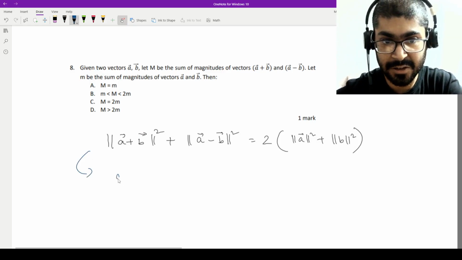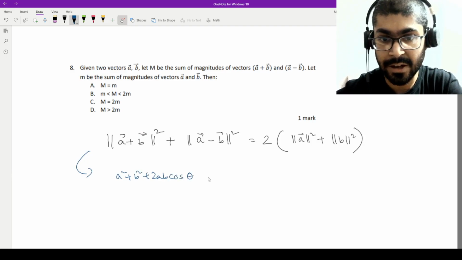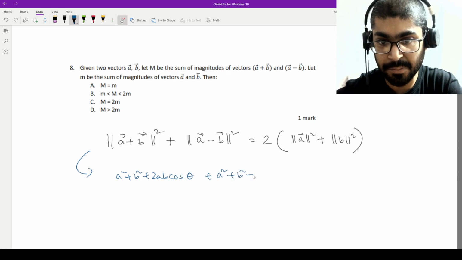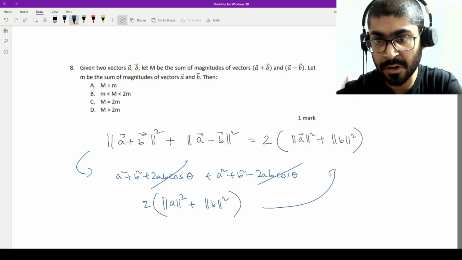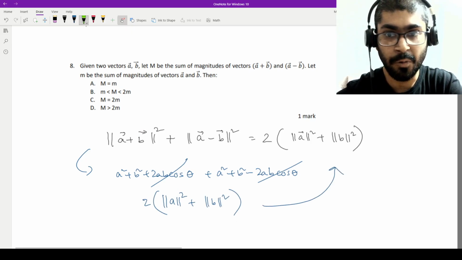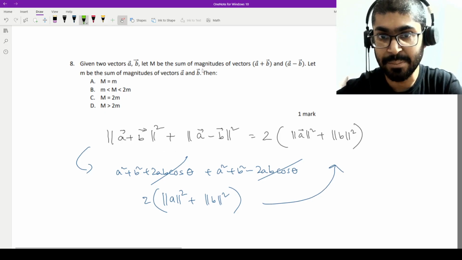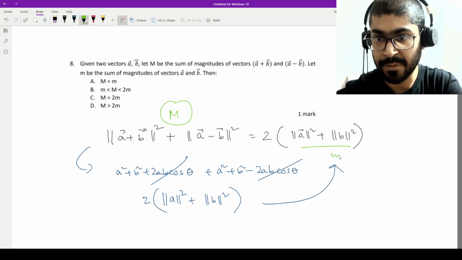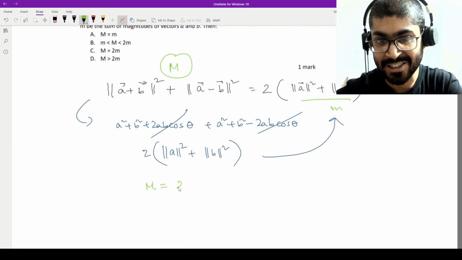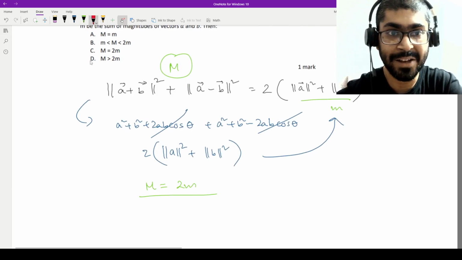This is basically a square plus b square plus 2ab cos theta, right? And this is a square plus b square minus 2ab cos theta. So this gets cancelled and you end up with modulus of a whole square plus modulus of b whole square times 2. This is how this is obtained. And what do we have here? We have this m be the sum of magnitudes of vectors. So this is capital M and this is small m, right? So what do we have here? This is extremely easy, M equal to 2m, so therefore we have option C.